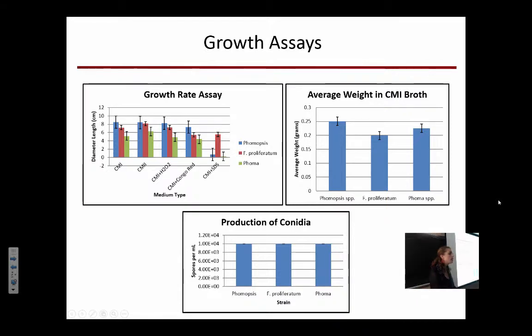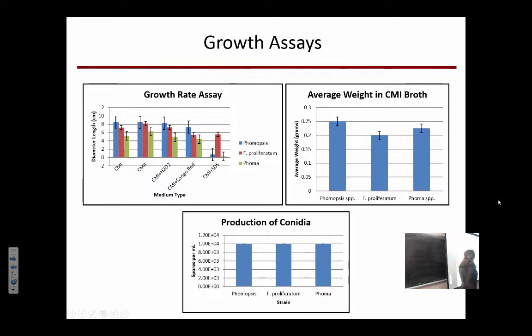So the next thing I wanted to look at was the growth rate of the fungi. I decided to stick with my Fusarium proliferatum strain as well as Phomopsis and Phoma, which are some other known pathogens. And we proposed that the causal agent for disease would be more resistant to cell wall stress. And so H2O2, Congo red, and SDS were used to mimic that environmental stressor.